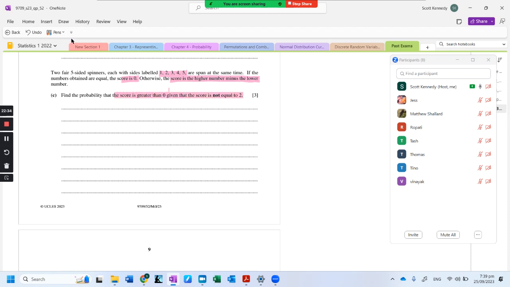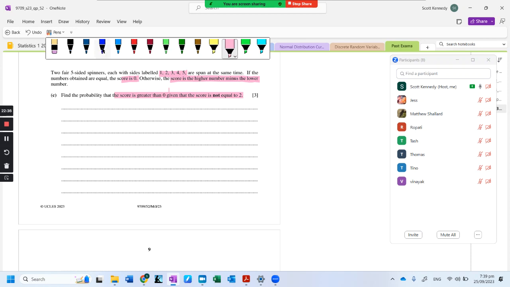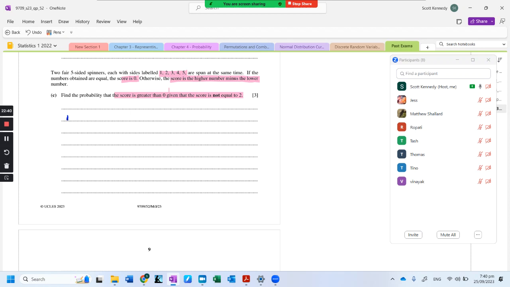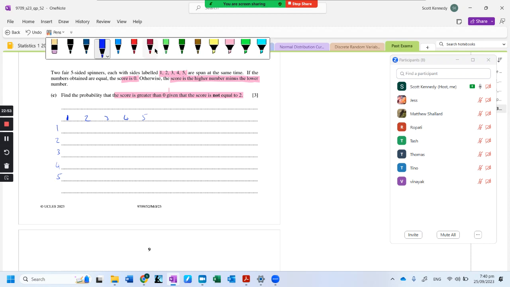So this is conditional probability. And to be honest, what I would do for this is I'm going to draw a sample space diagram because I think that would be the easiest way to answer this. So we're going to go 1, 2, 3, 4, 5, 1, 2, 3, 4, 5, and then we just pop in our values. Okay, maybe do all the different colors so I don't get confused.